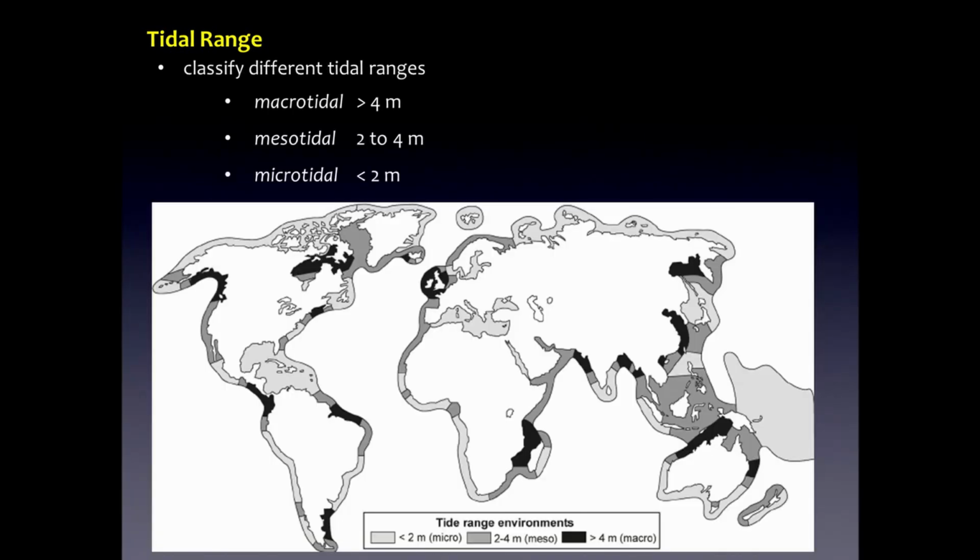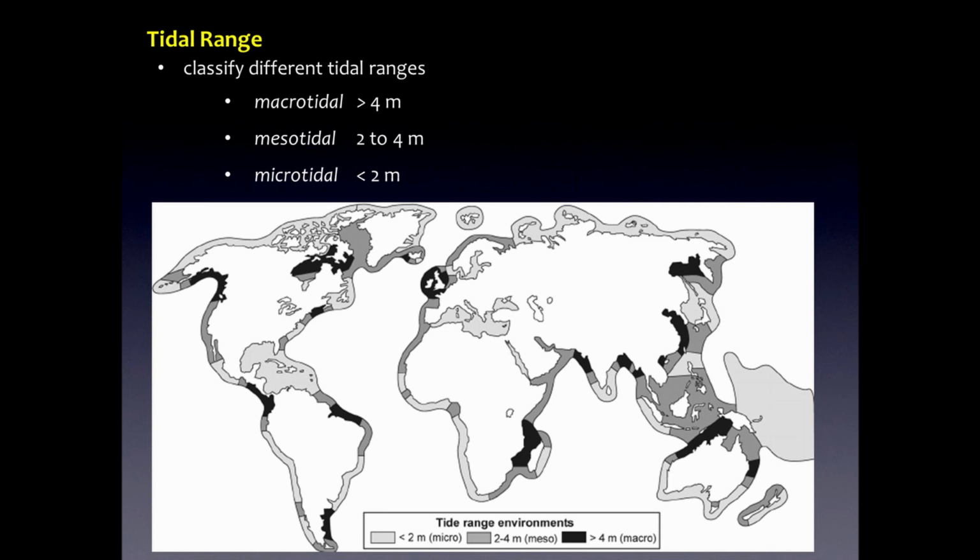We are able to classify tidal ranges then. And we have different types of tidal ranges, sort of three main broad classifications. We can have macrotidal. This is where that tidal range, that difference between low tide and high tide, is greater than 4 meters. And that's shown by the really dark colored areas on the map.